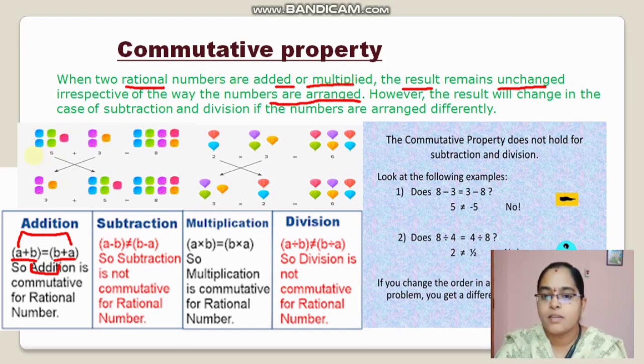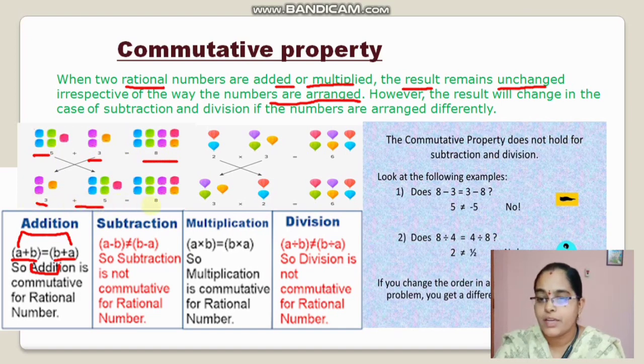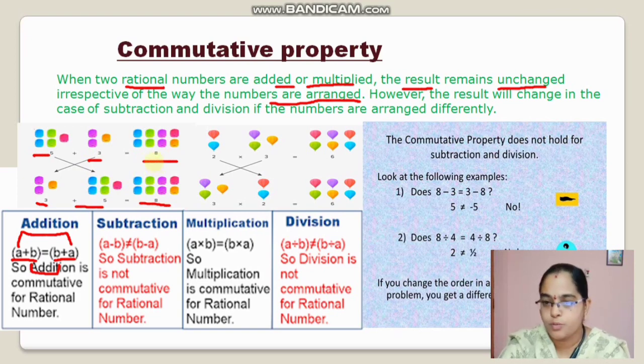See here in this example, first I am adding 5 and 3. So 5 plus 3, the answer is 8. Now I am changing the order. 3 plus 5 I am taking. So 3 plus 5 also we got the result as 8. So if we change this order, then there is no change in the result. This property we are calling commutative property.